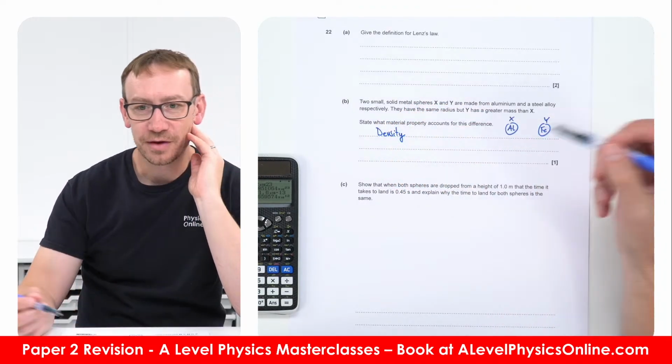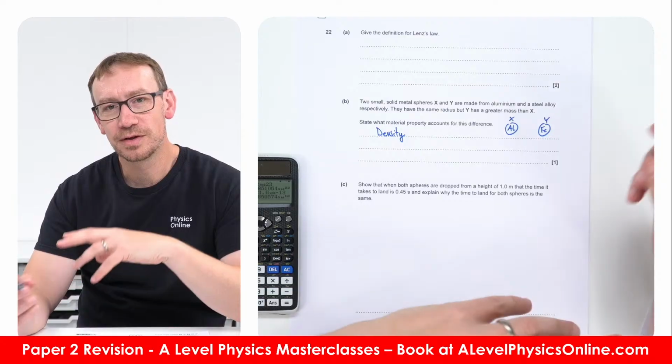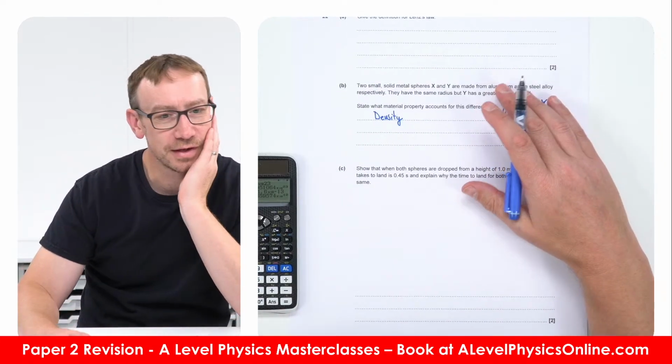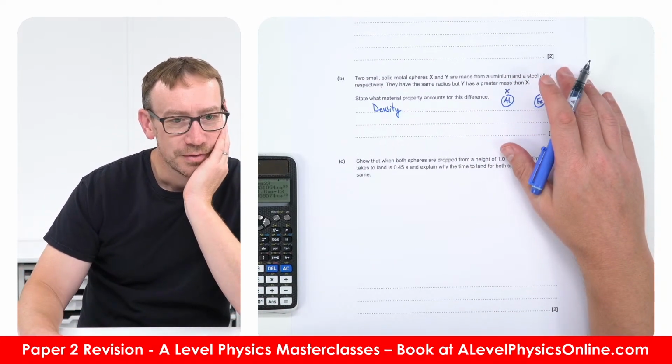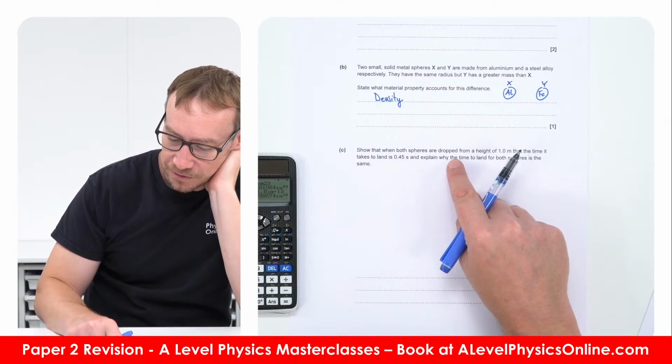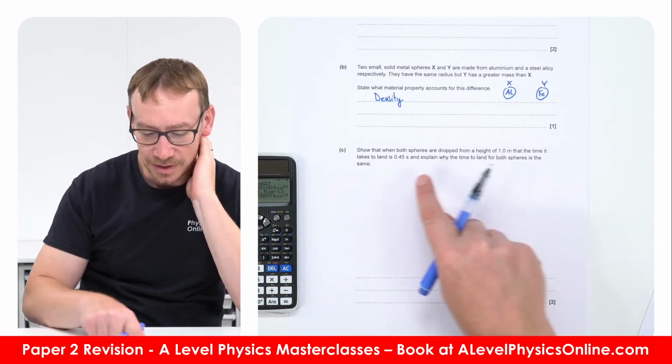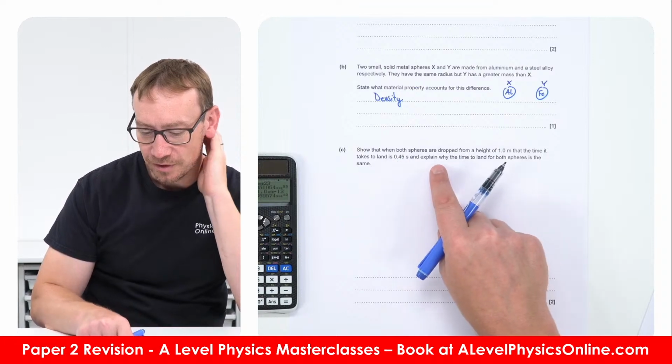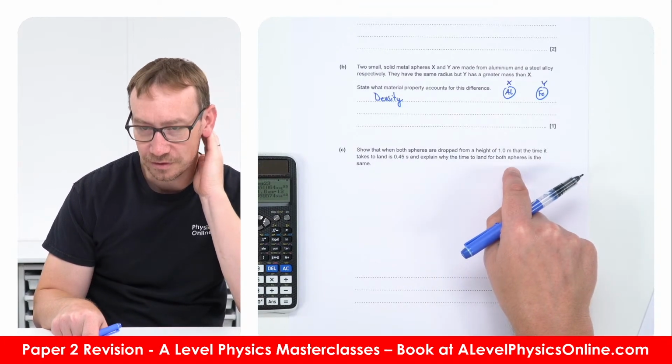Because density is mass over volume. If they've got the same volume but a different mass, that must mean they've got a different density. Okay, right. Show that when both spheres are dropped from a height of 1 metre, the time it takes to land is 0.45 s, and explain why the time to land for both spheres is the same.